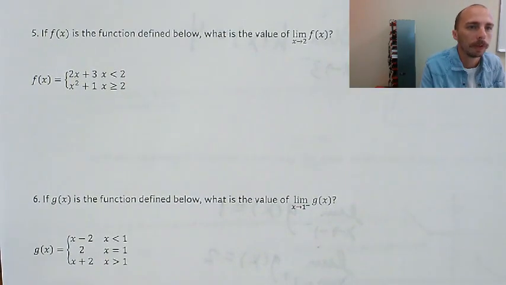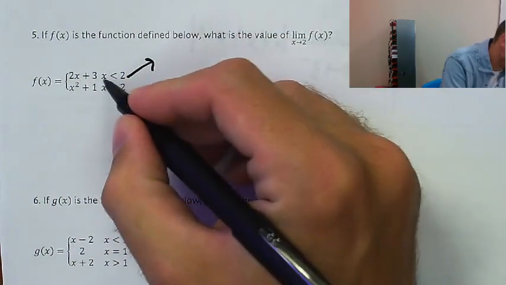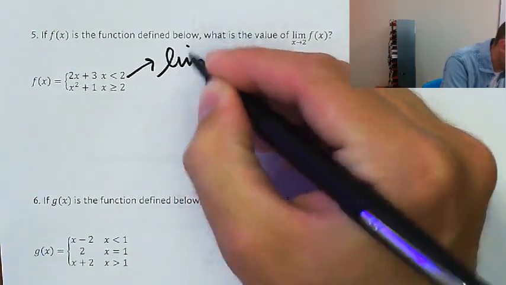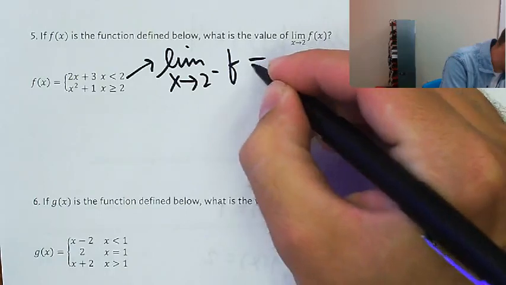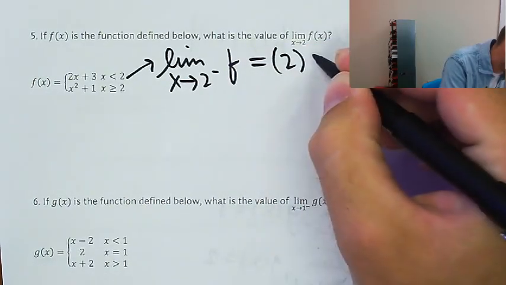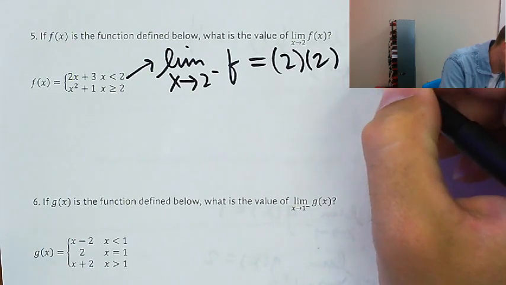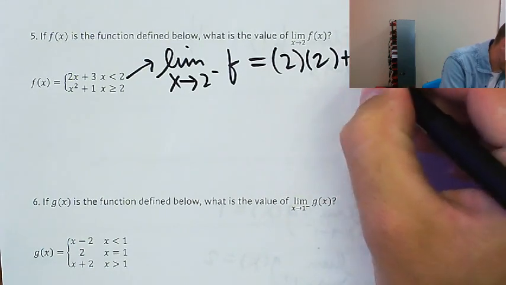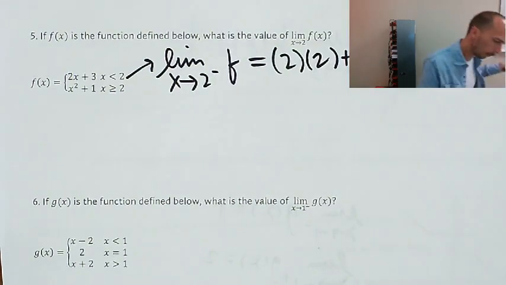What is the value of the limit as x approaches 2 of f of x? All right, well, I'm going to have to consider the one-sided limits. So as x approaches 2 from below, where x is less than 2, this is the limit as x approaches 2 from the negative side. That's going to equal 2 times 2 plus 3. Is this exactly the same as the other form?